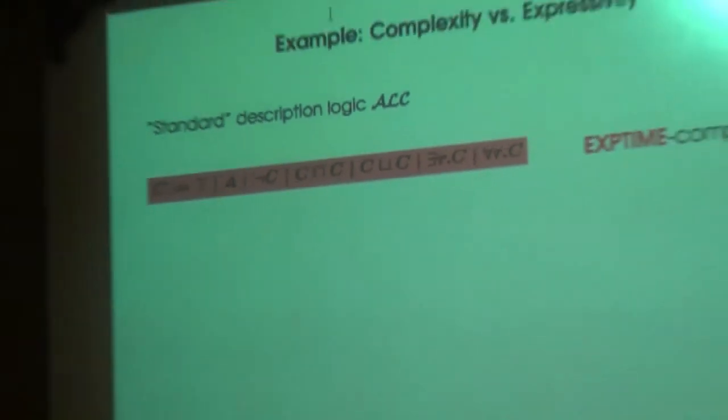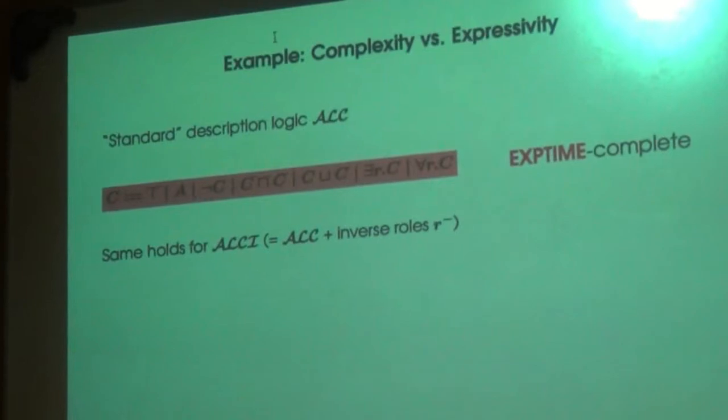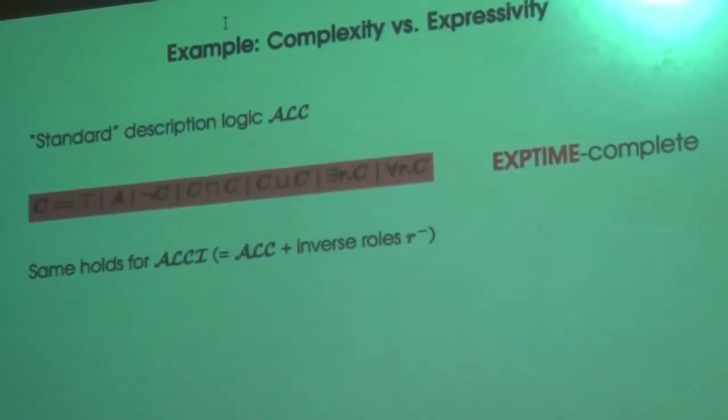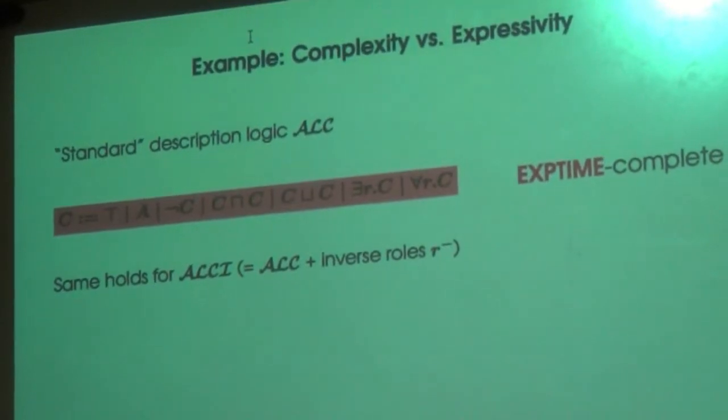For this one, you can show it is EXPTIME-complete. I already told you this is often the case. And then you can add many things to it and stay EXPTIME-complete, so not increase the worst case complexity. For instance, if you add inverses, which is a very natural construct to have, then you stay EXPTIME-complete.